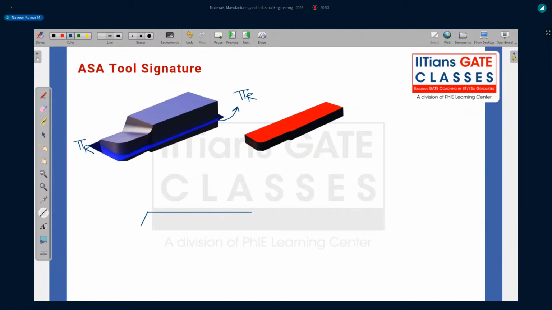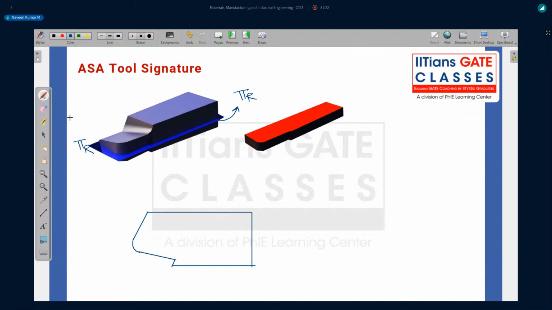Yeah, something like this. Then there is a nose radius, right? And then something like this. This something like this, and something like this. Okay.